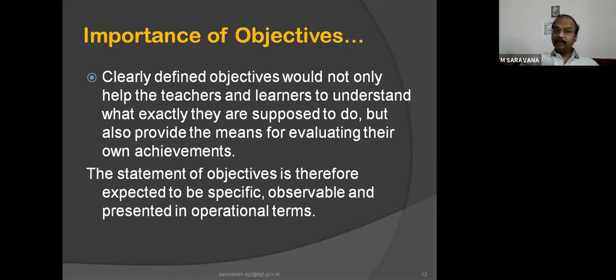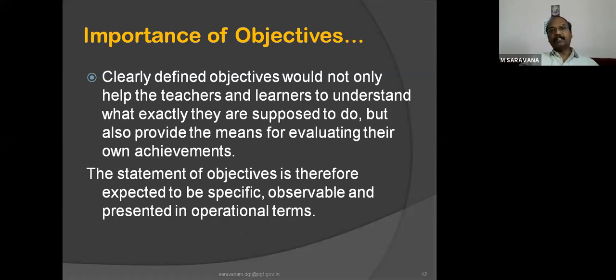So in the plan, very important items are the instructional objectives or learning outcomes of the particular lesson, theory lesson or practical skill. The statement of objective is therefore expected to be specific, observable, and presented in operational terms. What is this operational term? That is, using a verb, that is an action word. Let us see what an action word is. In Hindi, kriya is the term for verb. So a verb is an action word. So how to use action words for writing the achievable statement, that is, the instructional objectives.